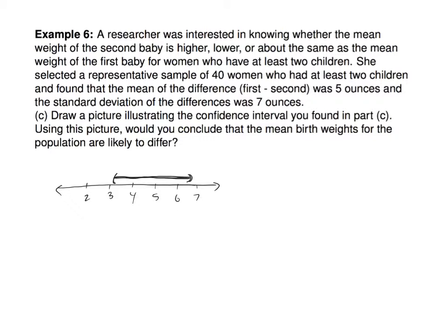So how come you can use this to conclude that the weights are actually different, and possibly the first baby is usually heavier? So first baby, because 0 is not included, which means they're probably not the same, right? Why would the first baby be heavier? Because it's all positive, right? If you do first minus second and get a positive number, the first had to be bigger, right?